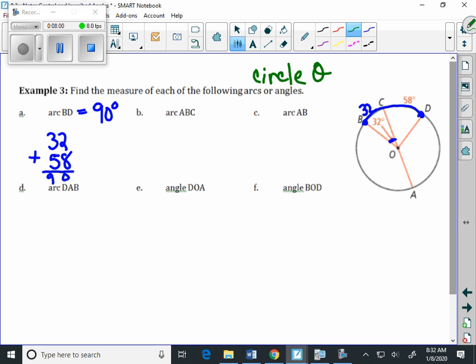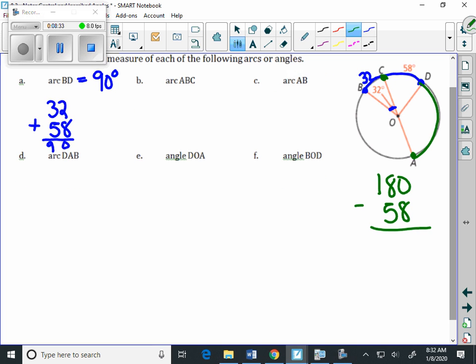O is the center of the circle, which means that this length of CA is the diameter of the circle. It's the chord that extends through the center to either end of the circle. So if CD is 58, we can figure out this value of DA because a semicircle has 180 degrees in it. And if we subtract 58 from that, we'll get the measure of, let's see, what do we have to find? A, B, C. We'll get a measure that's going to help us figure this out.